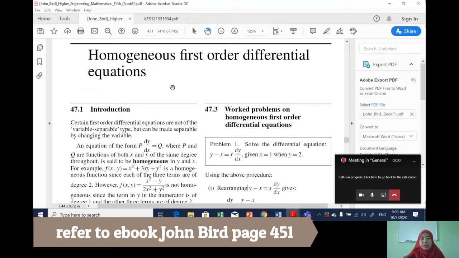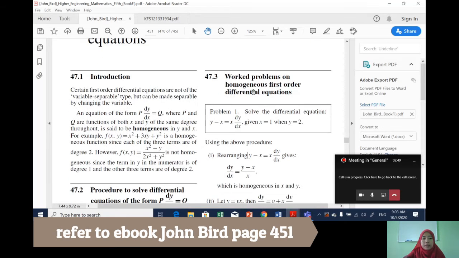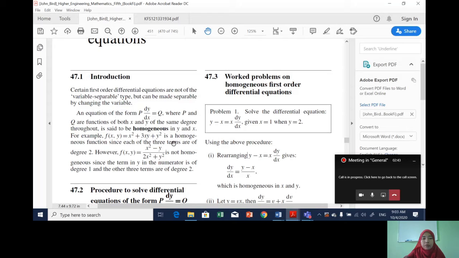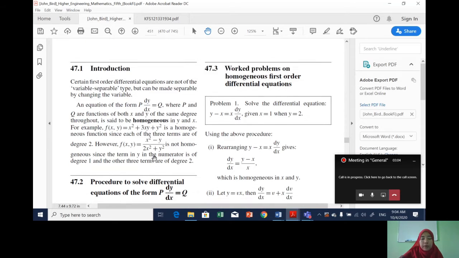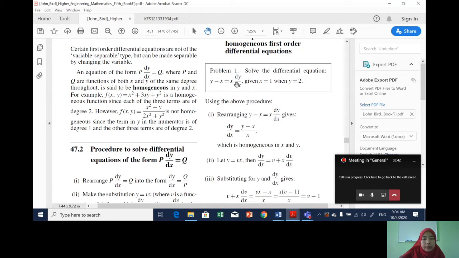For today's session, it's based on the homogeneous first order differential equation. When we call it homogeneous, it means that we have two variables having the same degree. For example, if the degree of the equation is 1, then it's called a homogeneous first ODE, or both variables can have the same degree of 2. For example, in problem 1, this is known as a first ODE.